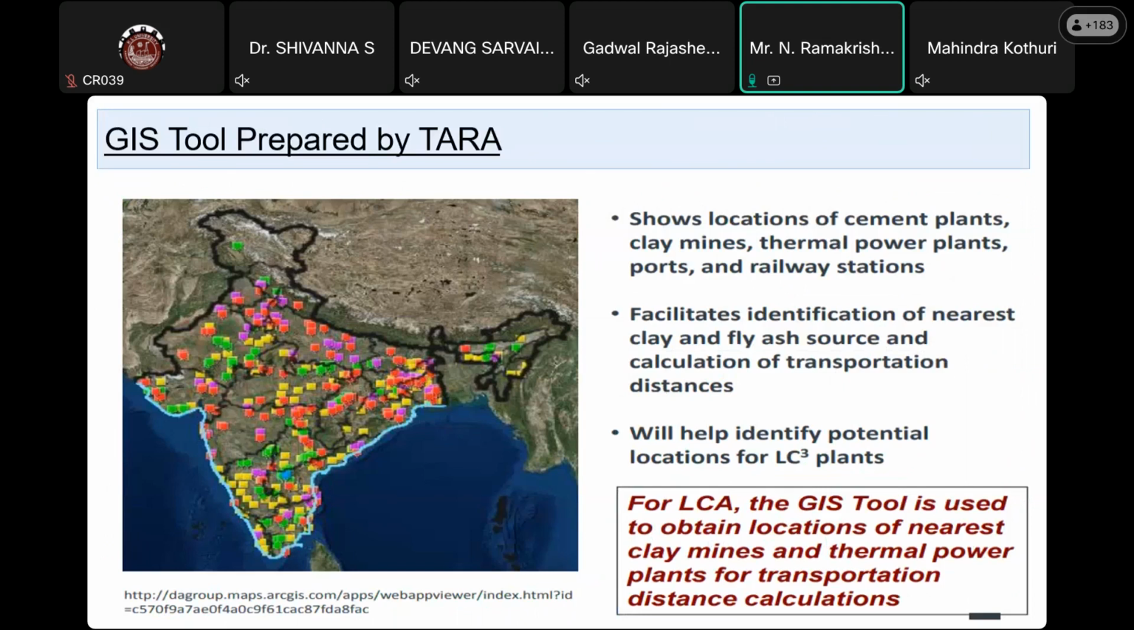This is prepared by TARA. TARA is a Delhi-based company which gives sustainable solutions. Different methodologies and different products are there. They give the guidance, a set of rules and regulations to be followed, to achieve sustainability.